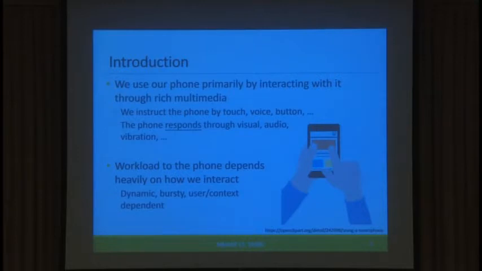So the workload to the phone really depends on how we interact, right? When we touch the button, or what kind of button that we touch, or what kind of activities we perform, and then the phone will respond. So basically, if we think about the workload, it is very dynamic because it's very difficult to predict, and a lot of times bursty, right? When you have this input, then the system will respond. So it really depends on the user. Different users have different responsiveness, and will have different rates of inputting to the device. So it also depends on the context.